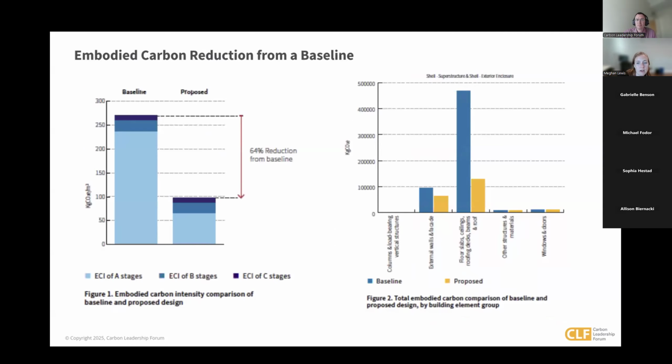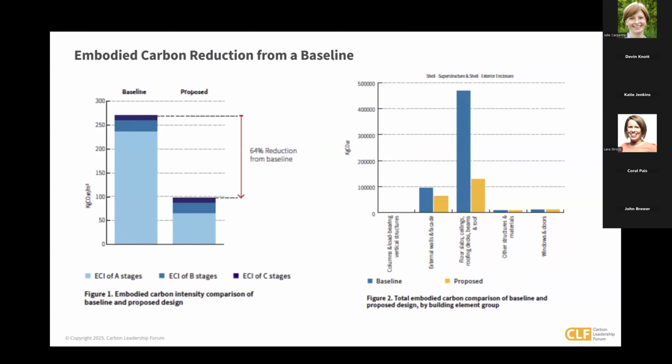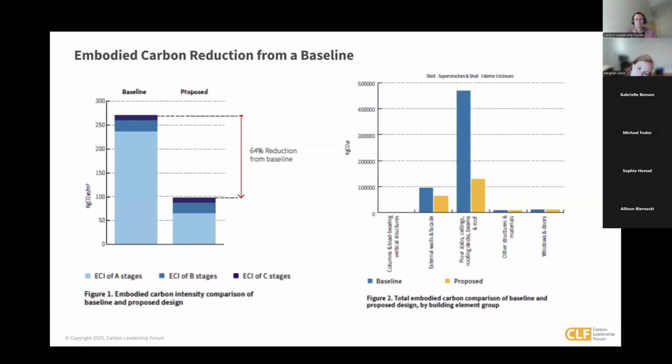So as you can see, the efforts resulted in a 64% reduction from a baseline, and this is focused on the shell and enclosure. So the superstructure and enclosure of the building. Most of that is coming from the floor slabs, ceilings, roofing. So basically, mostly from the superstructure.